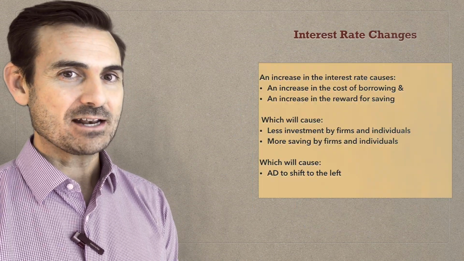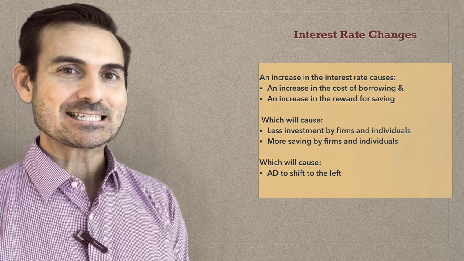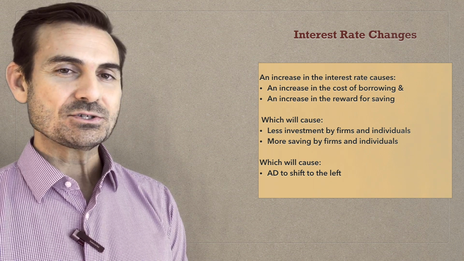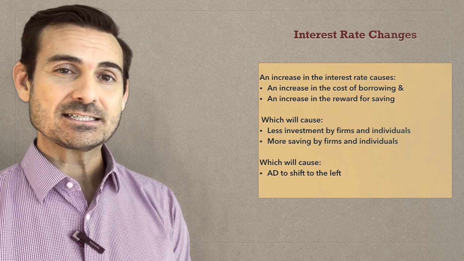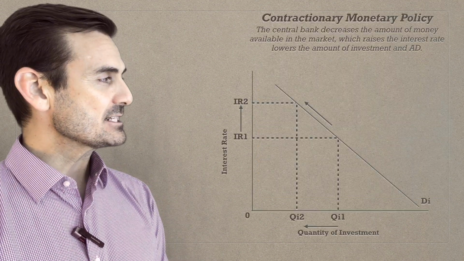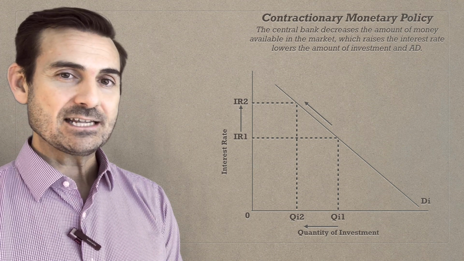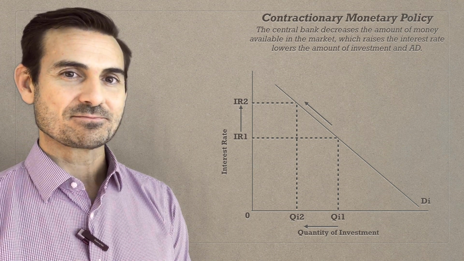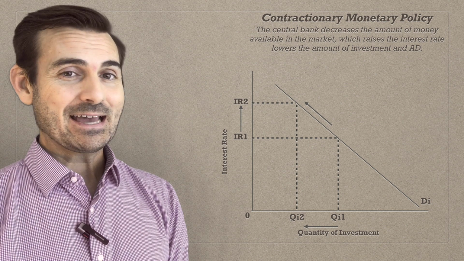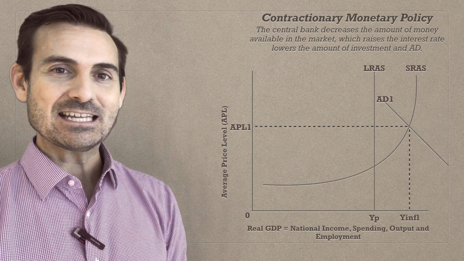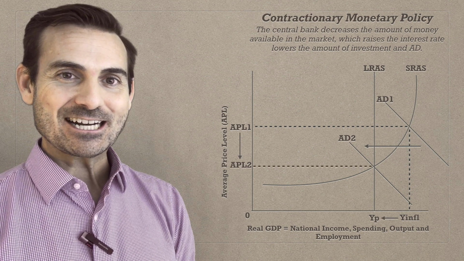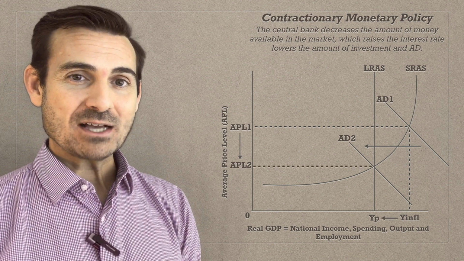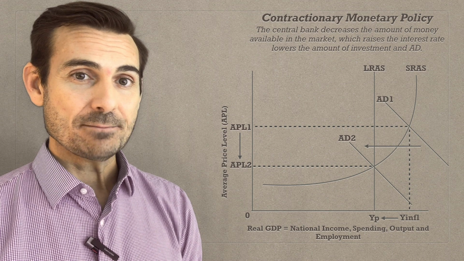Remember that the higher rate of interest will discourage businesses and individuals from borrowing due to the fact that there is a rise in the cost of borrowing and also an increase in the reward for saving. The increase in interest rate, therefore, will cause a decrease in the amount of investment. When consumers and businesses demand less investment, since they're part of AD, this will decrease aggregate demand. It should also eliminate the inflationary gap. It will also reduce average price level, the level of output, income, and employment.